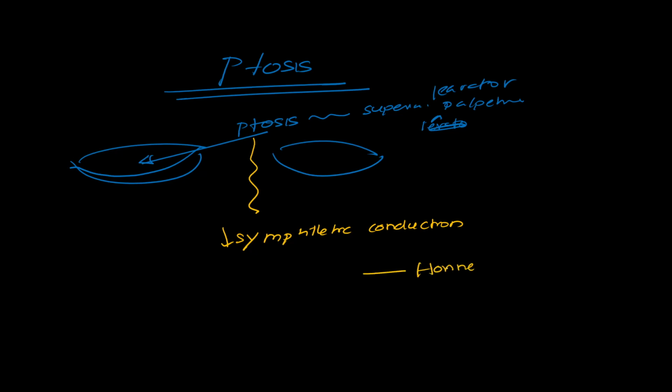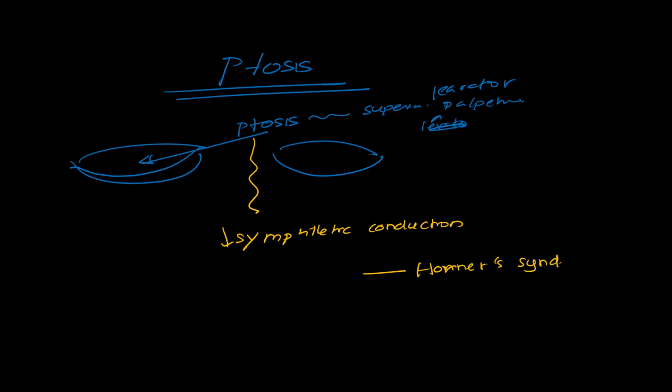What is Horner's syndrome? Horner's syndrome is a condition where the sympathetic ganglions in the superior region are affected by different causes. It could be tumors in the lungs, trauma, or infections as well. There is something called a Pancoast tumor, a tumor of the lung, which can lead to Horner syndrome.